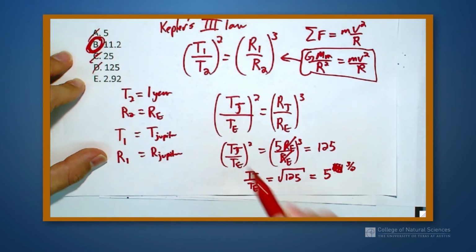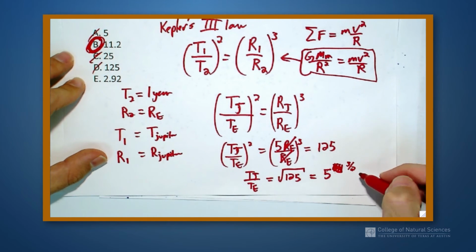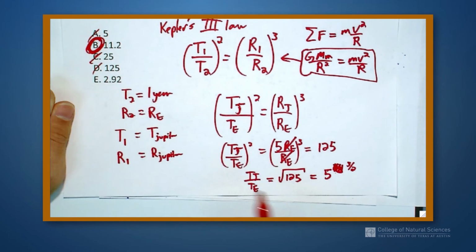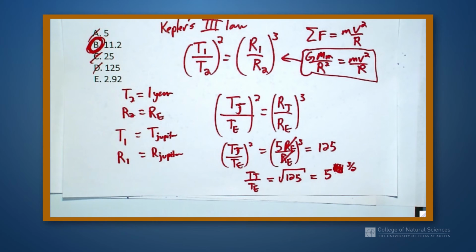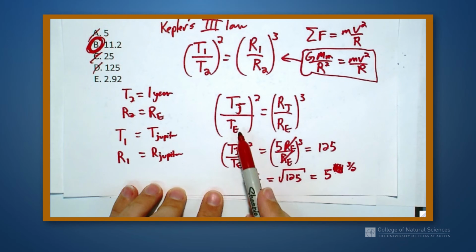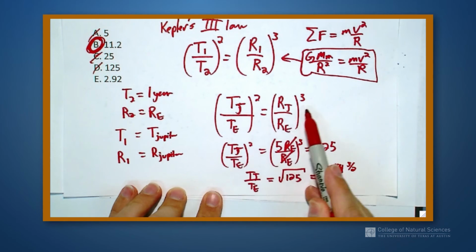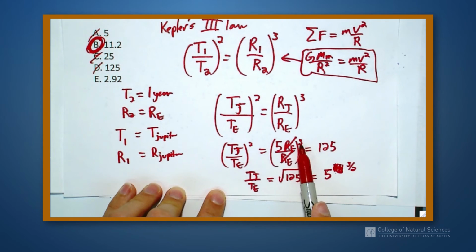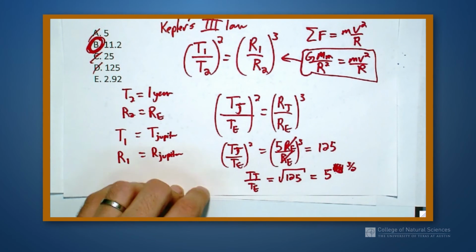5 to the 3/2 is a little bit more than 5.15, so it's not quite 5 squared, but it's definitely larger than 5. So it's somewhere between 5 and 25, and my only answer that fits is 11.2. So if I look at this value again and go back to my mistake, the ratio of the period squareds is equal to the ratio of the radii cubed. Working out the math the right way, I got that the ratio of the periods is equal to the square root of 125, which is 5 to the 3/2.